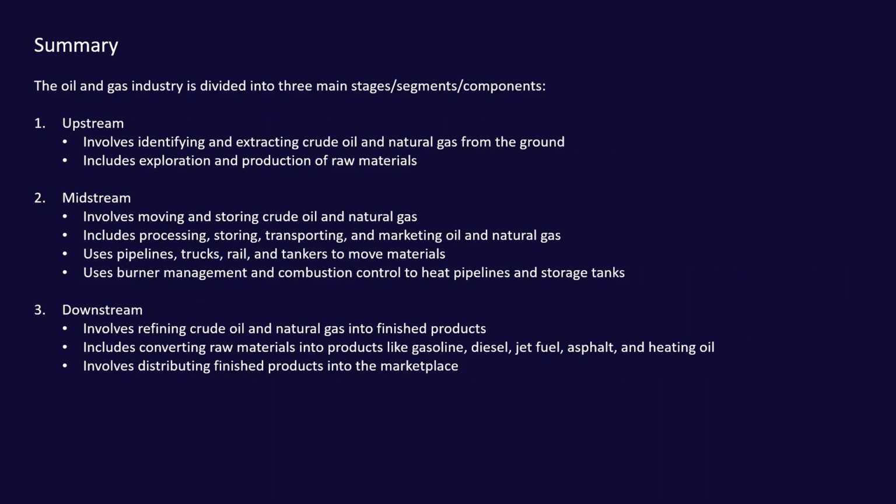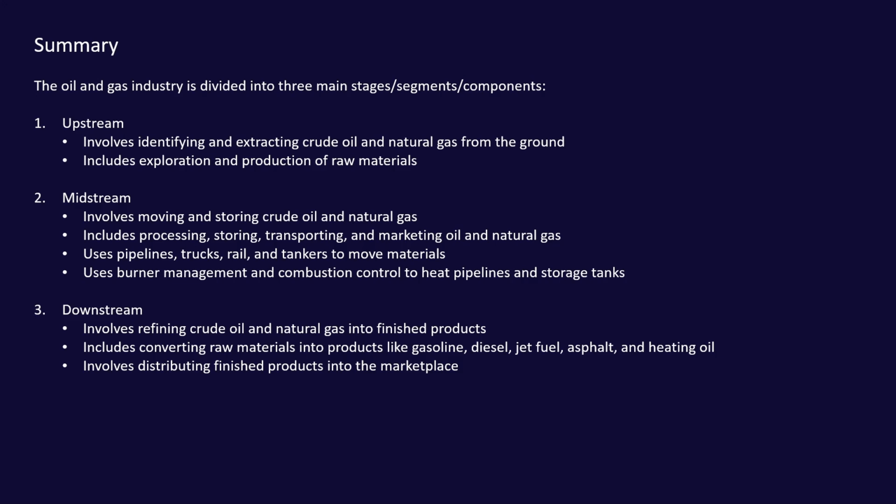So in summary, the oil and gas industry is divided into three main stages, segments, components, whatever you want to call it. So the upstream involves identifying and extracting crude oil and natural gas from the ground, and it includes exploration and production of raw materials. Well, the raw materials are, in this case, the oil and gas.